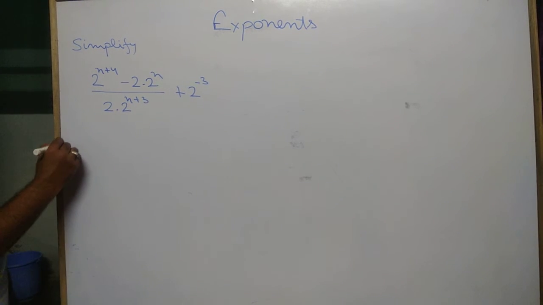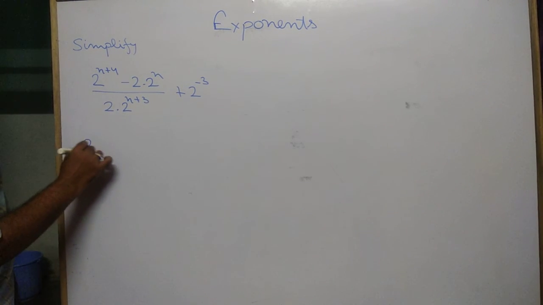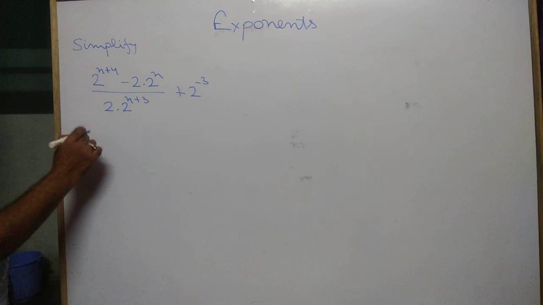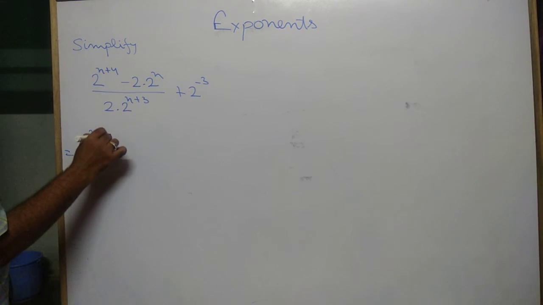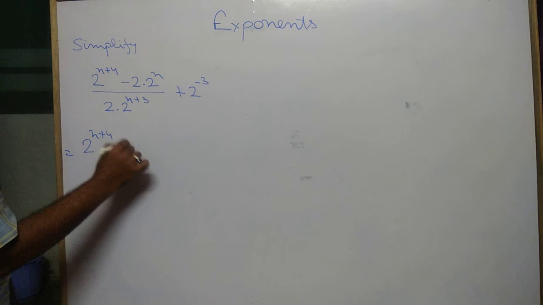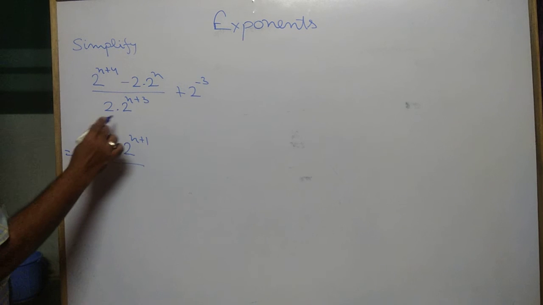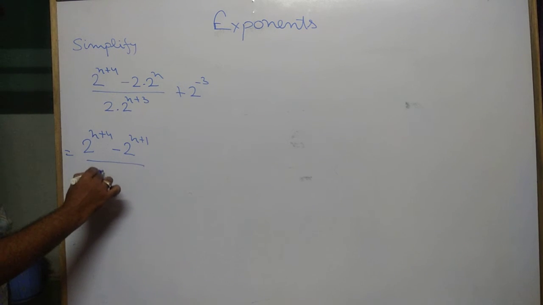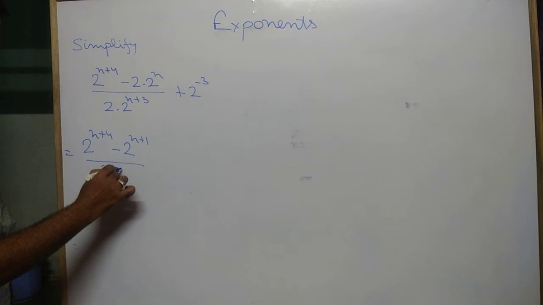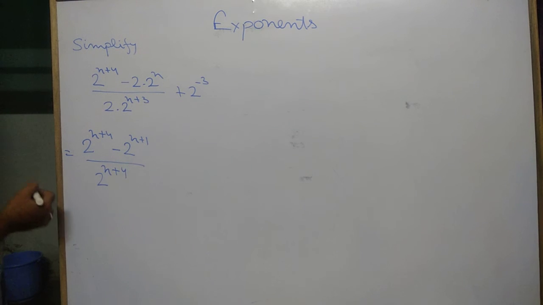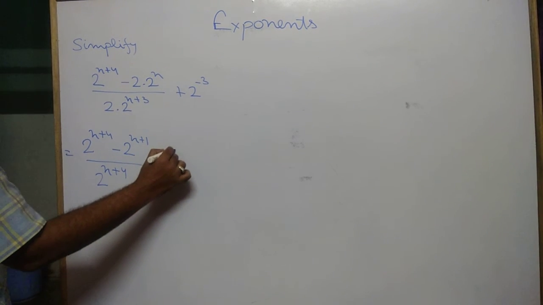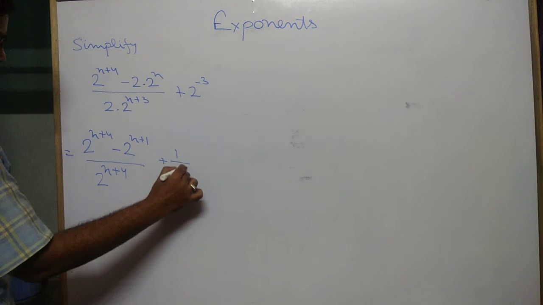So let's start. Keeping the base the same, minus 2. Here both bases are 2, so 2 to the power n plus 1. Here see, 2 to the power n plus 3 plus 1, that is 2 to the power n plus 4. We can write 1 upon 2 to the power 3 likewise.